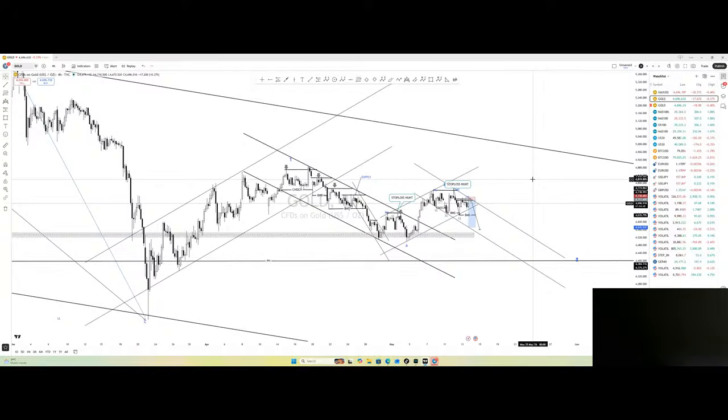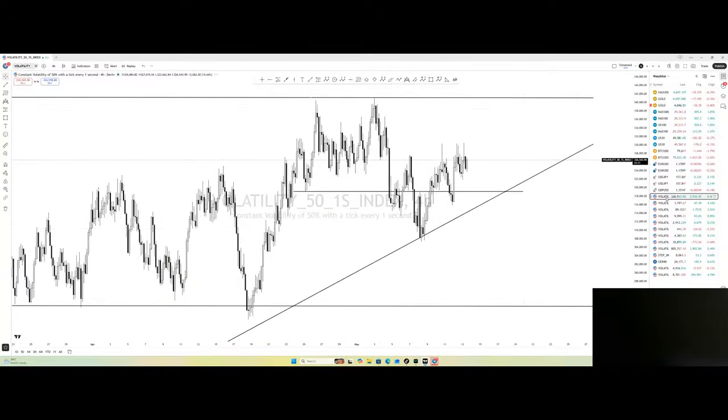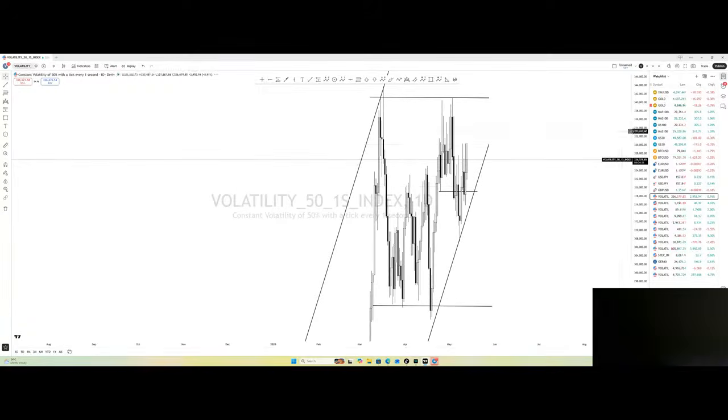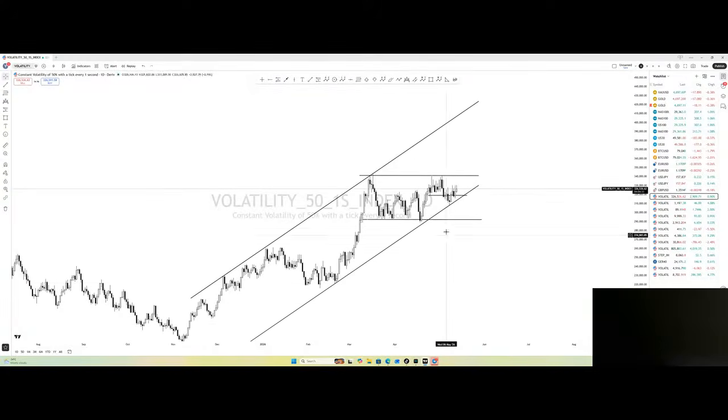Yeah, so I think gold is going to sell. 51S is still confused. 51S is bullish, but we need a good entry point.